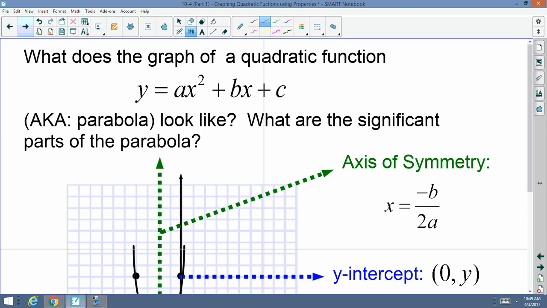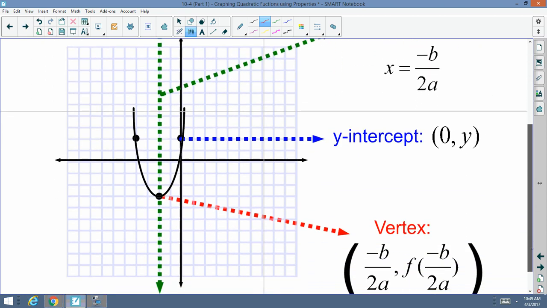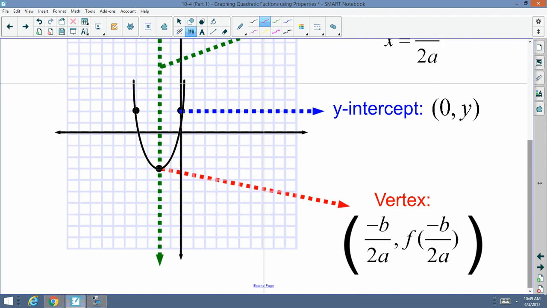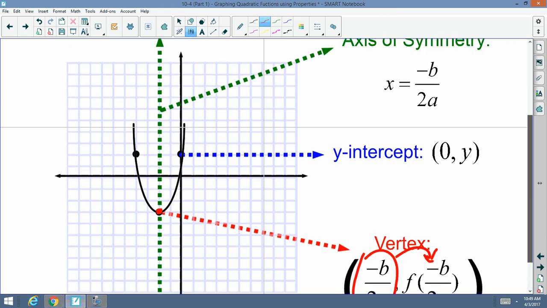So now just wrapping it all up, what does the graph of a quadratic function y equals ax squared plus bx plus c, in other words, a parabola, look like? What are the significant parts? Well, here it is. You have your parabola. You have your vertex, very important. Vertex is your max or your min. Your vertex is found by finding your axis of symmetry, the -b over 2a, plugging it into the function, and finding your y value.